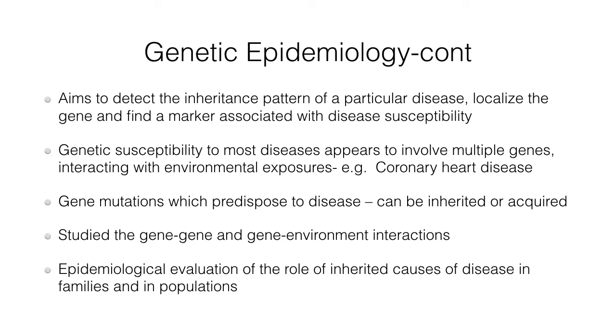Genetic susceptibility to most diseases appears to involve multiple genes interacting with environmental exposures, for example, coronary heart disease. And with genetic information, we can detect gene mutations which predispose to disease, whether they can be inherited or are actually mutations that are acquired. And we can study further on gene to gene interaction or gene to environment interaction. Epidemiological evaluation of the role of inherited causes of disease in families and in populations could also be done.